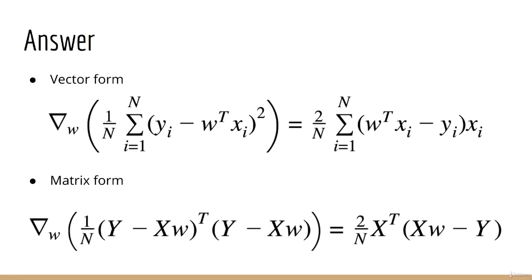So here's the answer for the gradient. One method is to state it in terms of individual samples, xi and yi, which is fine. But in code, since we normally calculate summations using for loops, we would rather avoid for loops if possible, since they are slower than more vectorized operations. And so, if we use the matrix form of our dataset, we can express the gradient as 2 over n times big X transpose times big X times w minus big Y.